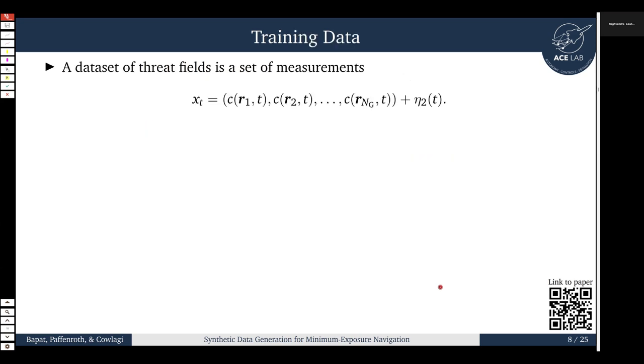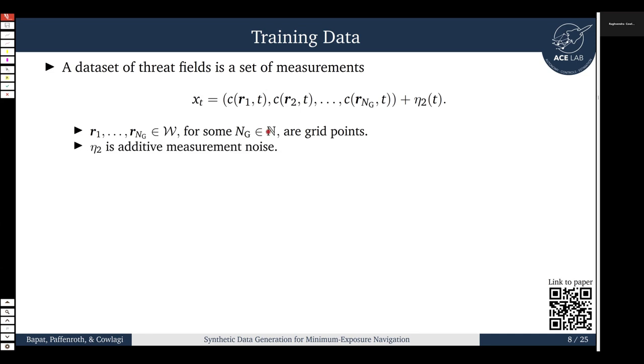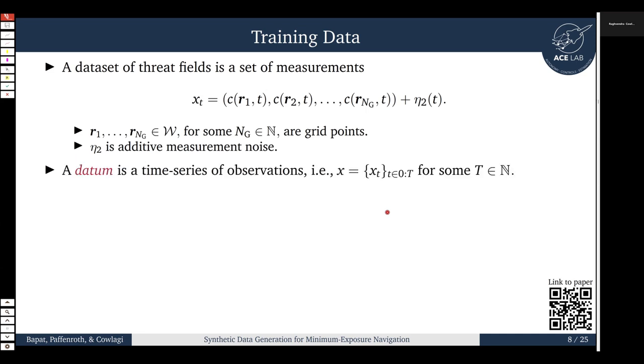So that brings me to data. Now, data is pointwise measurements of the threat field taken at a bunch of positions in the spatial domain. So these are, for example, grid points, and over certain time instances over an interval of time. This eta 2 is measurement noise that gets added, and yet again we don't make any specific assumptions about the statistics of that measurement noise. We try to learn that from the data. So a single data point, datum, is a time series of observations of this kind, pointwise measurements with some measurement noise. So this is the training data set.